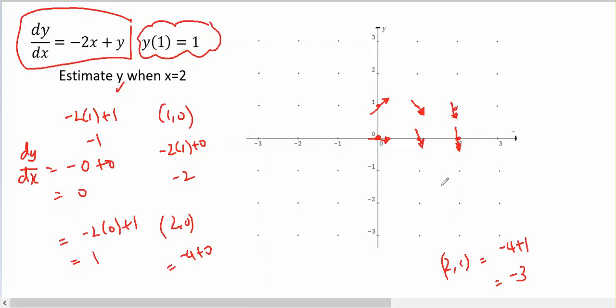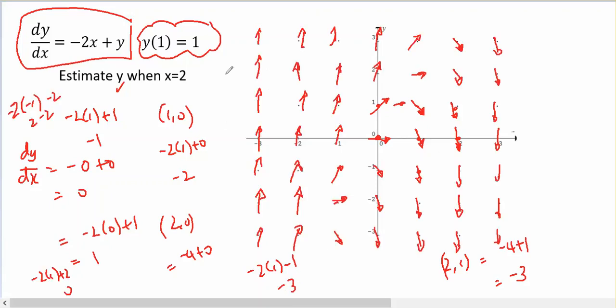Now I continue that by working out all of the gradients at all of the points. At (1, -1), I've got negative 2 times 1 minus 1, which gives negative 3. These are really steep positive, these are steep negative, and we have running across here my zeros. And we're moving from positive gradients over here to negative gradients.